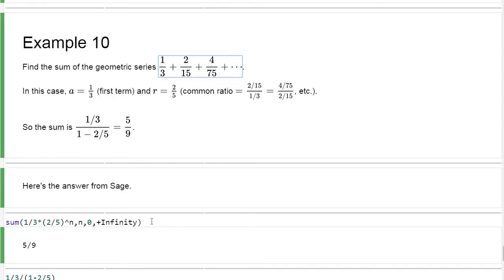And then, of course, if you want to set this up in Sage, you have to convert this to an actual formula. So a geometric series always looks like first term times common ratio raised to the nth power, and n starts at 0 and goes to infinity for that.